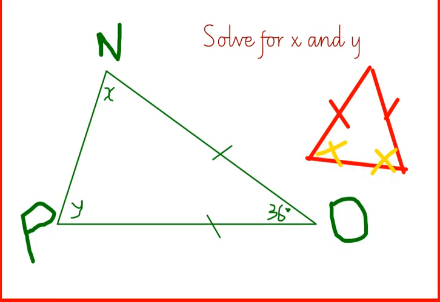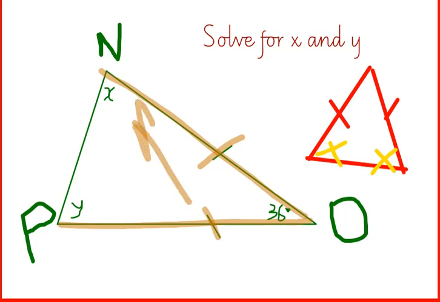So looking at triangle PNO in this green sketch, we can see that we have NO, which is one of our equal sides. So let's highlight that so that we can see what we're working with. NO is equal to PO, meaning that they are equal to each other. Why do we say that? Because they have the same number of lines on them. They each have one stroke on it. So an isosceles triangle says that if two sides are equal, then the two opposite angles are equal to each other. So these two opposite angles are equal.